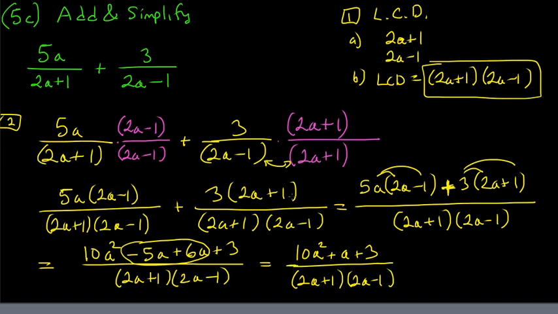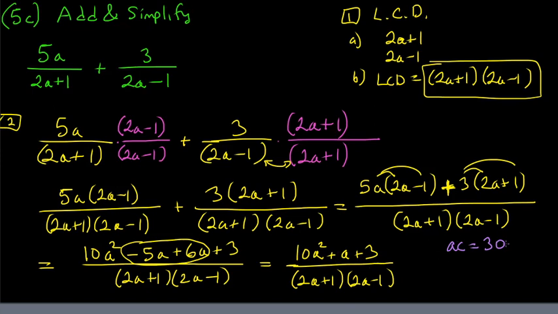Possibly, right? Again, can we factor this numerator? It is a trinomial. The GCF is 1, but we can use the AC method, right? So A is 10 and C is 3. A times C is, what, 30? So can we find two numbers that multiply to 30 and add to 1? Okay.